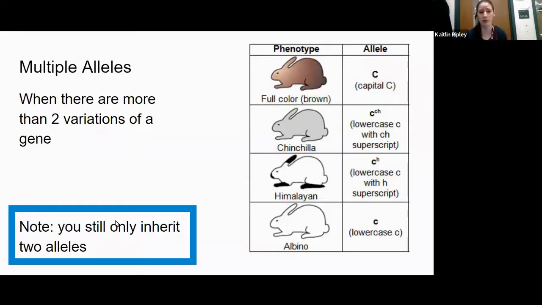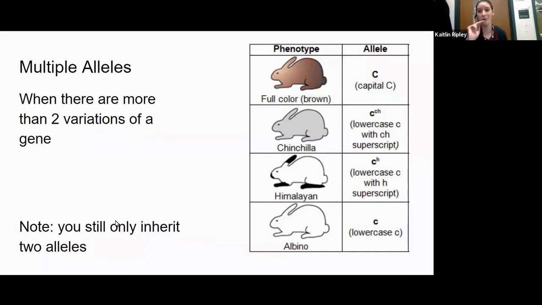Note that you're still only going to inherit two alleles. So my genotypes will still be two letters, two copies of that gene. Even though I have more options, more possibilities, you're still only going to get those two copies, one from each parent. You're still only going to have the two. But again, multiple alleles just means there are more options, more variation of that gene.